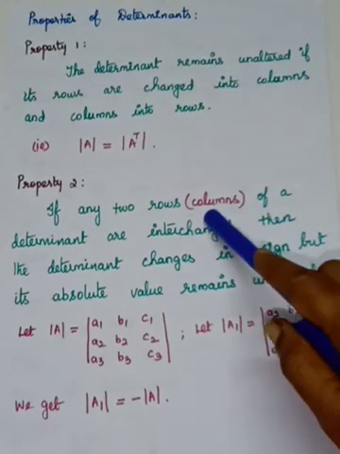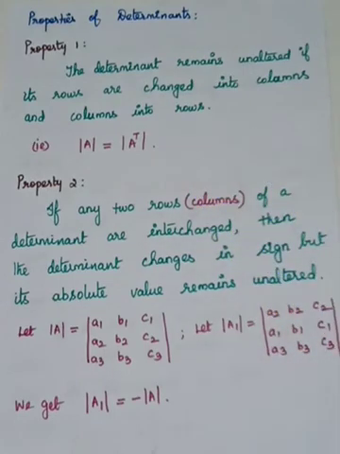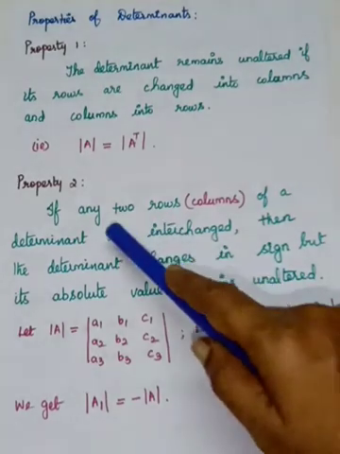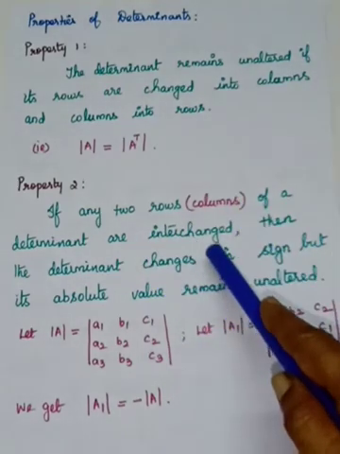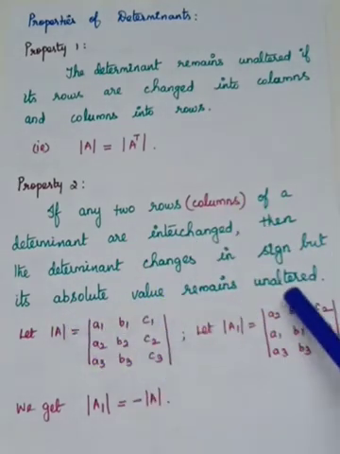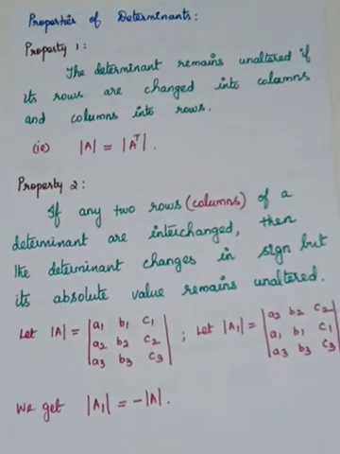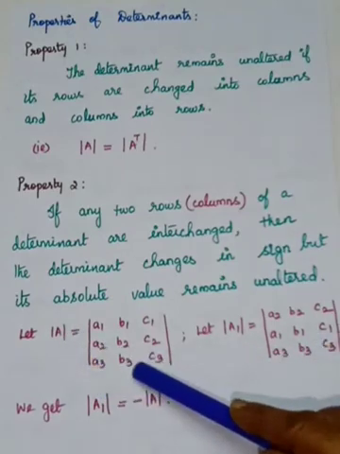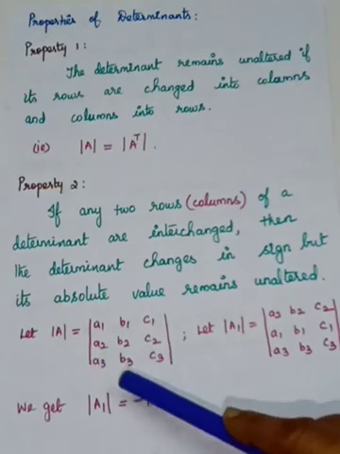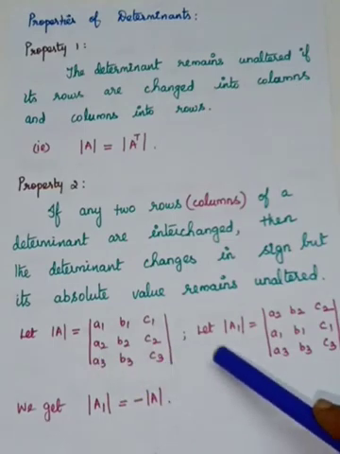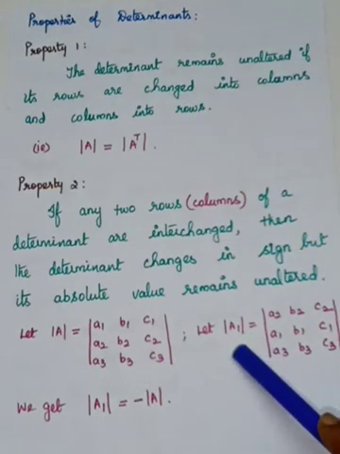Here in the bracket I have written columns. So whatever property is applicable for rows also holds good for columns. So if any two rows of a determinant are interchanged, there is no change in the value, but there will be a change in the sign. For example, this determinant having the elements A1, B1, C1, A2, B2, C2 and A3, B3, C3.